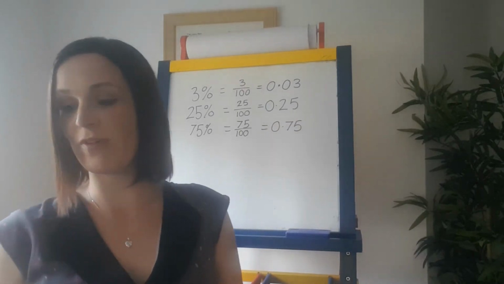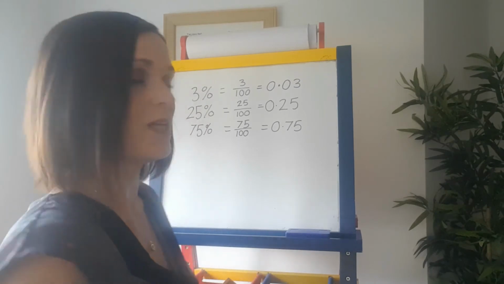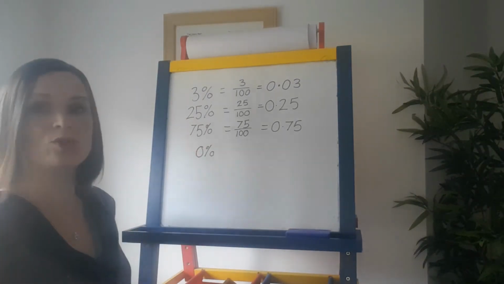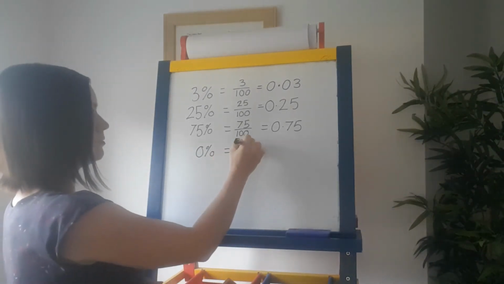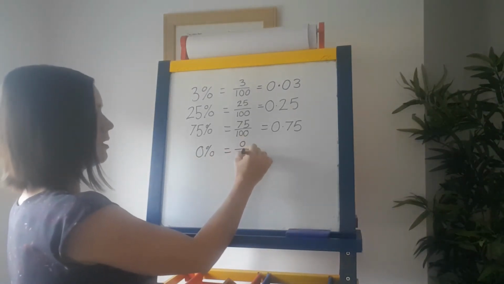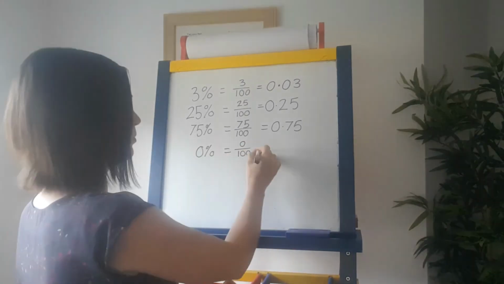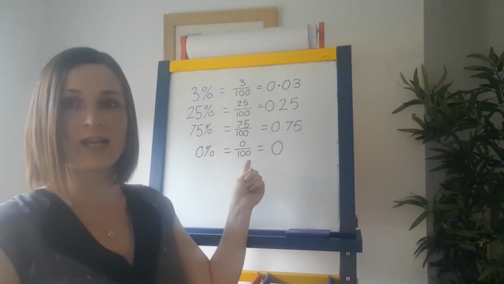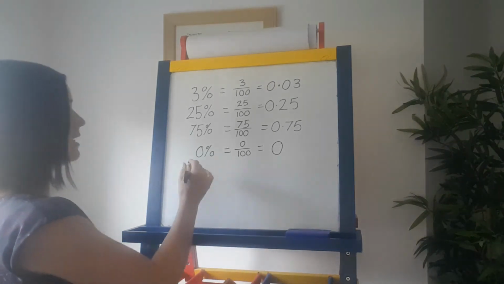Some interesting fractions and percentages to think about are things like 0%. What is 0%? Well, 0% is 0 over 100. And if you have 0 out of 100 bits or parts, you have 0. This is known as a zero fraction. It means 0.